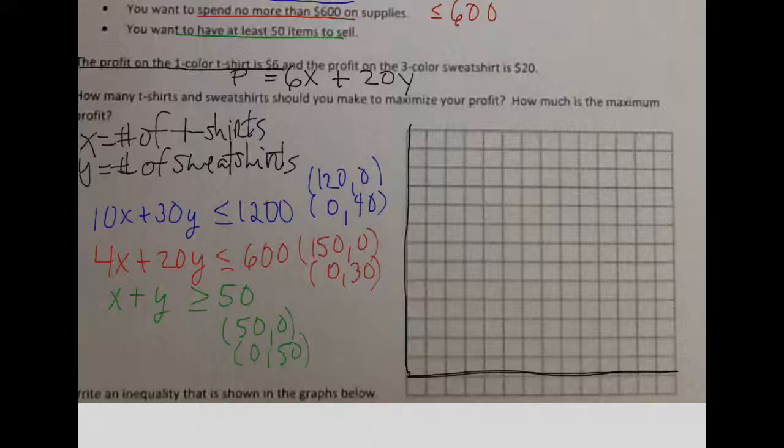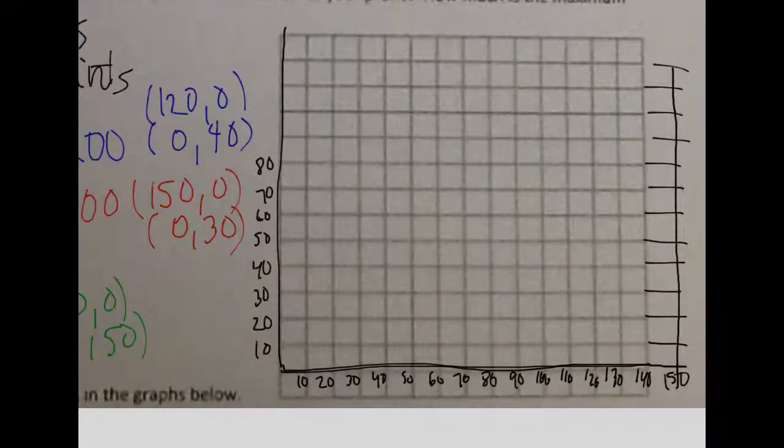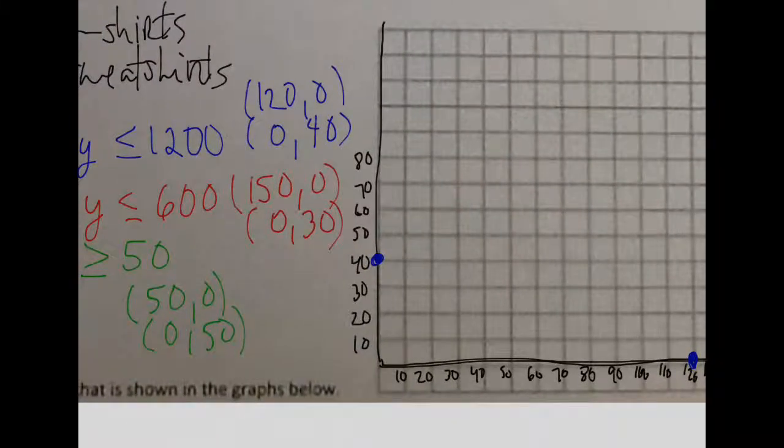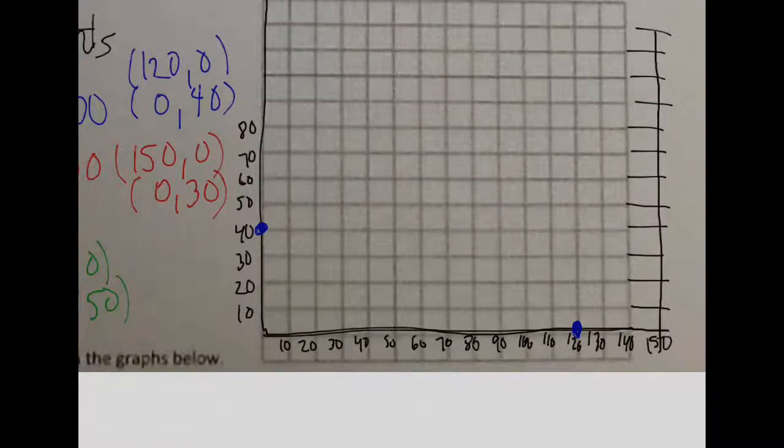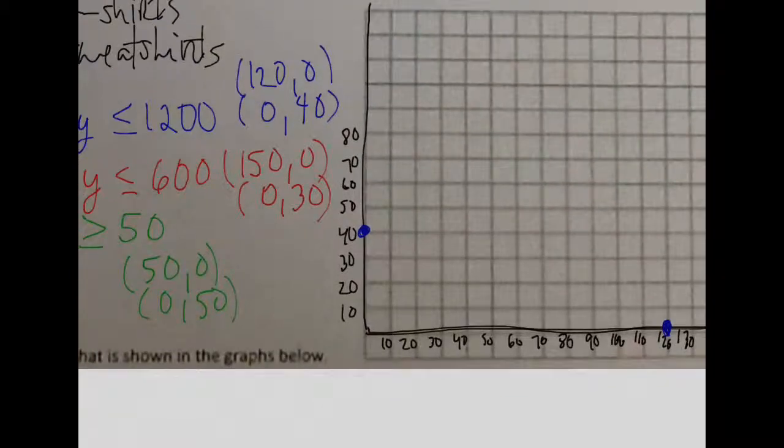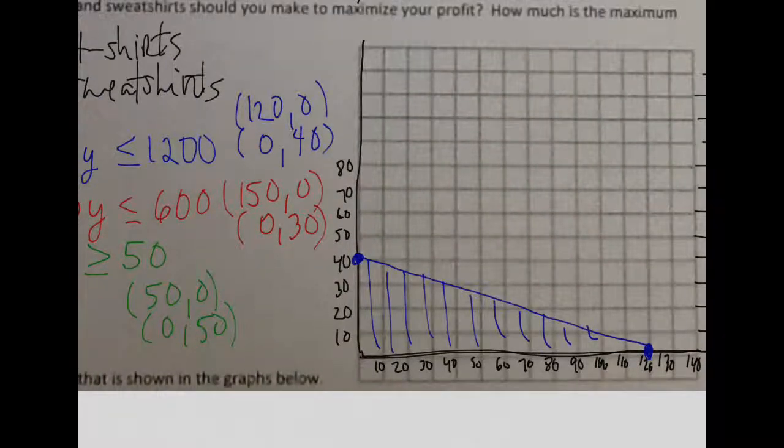Okay, here I went by tens. I extended that x-axis all the way out, extra. On the test, you should have enough room. All right, so let's do the first line first: 120, 0 and 0, 40. Solid line. I wish I had a ruler. It's going to be shaded below. Okay, so there's the first line, shaded down.